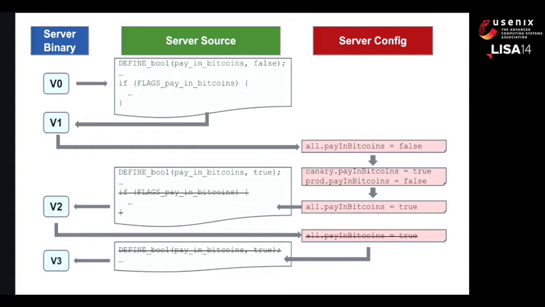So we then turn on pay in Bitcoin for all of the jobs and do another rollout. Then the next thing we do is modify the source code. We set the pay in Bitcoin flag to be true by default, because we've been running with that flag true by explicitly setting it for a long time. Everything works. So now make the default value be true and get rid of all of the guards.